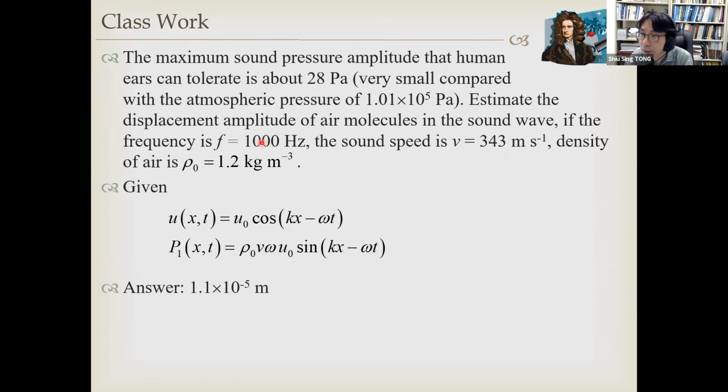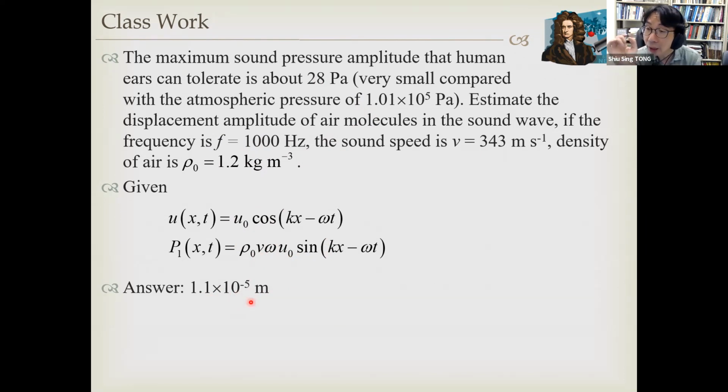Omega is related to f by omega equal to 2 pi f. So from these values you can find the amplitude of the displacement. And after doing all this substitution, which you do at home, you will find that U naught is 1.1 times 10 to the power minus 5, which is very small. 10 to the power minus 3 is already a millimeter. So this is a hundredth of a millimeter.